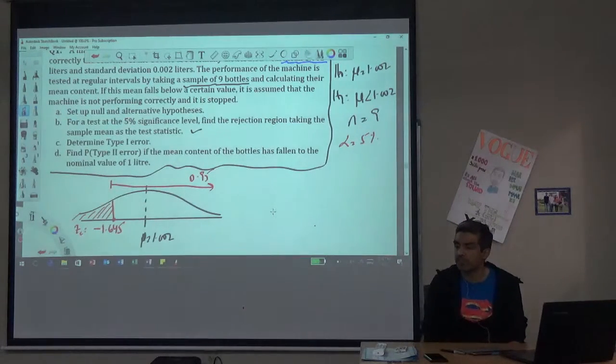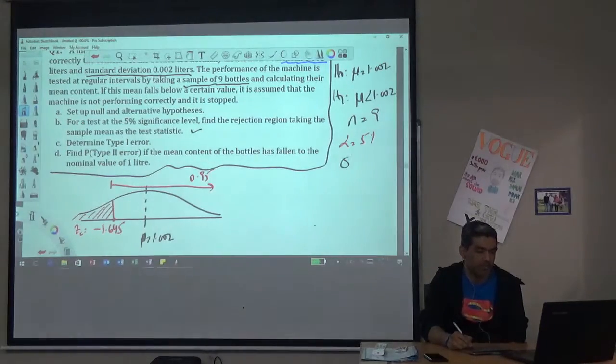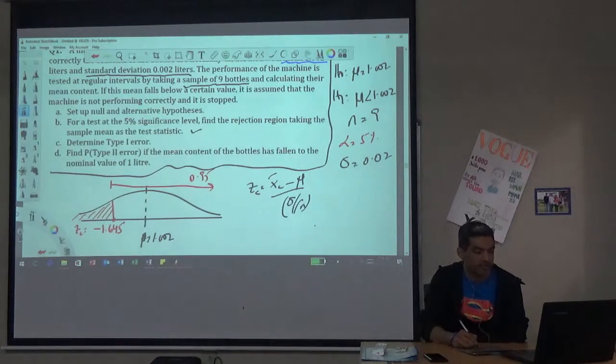Now see, they are asking for the rejection region, so you need to convert the Z critical to the X critical. Do we have a standard deviation of the population? Yes, the standard deviation of the population is 0.02. So Z is equal to X critical minus mu upon sigma upon square root of n. So that's minus 1.645, X critical minus 1.002.